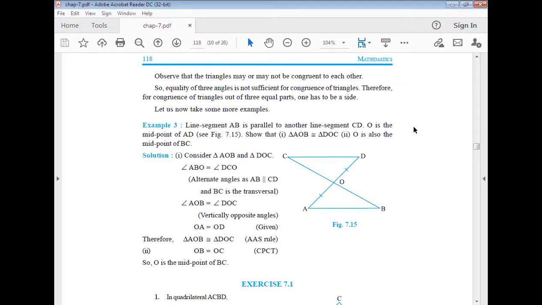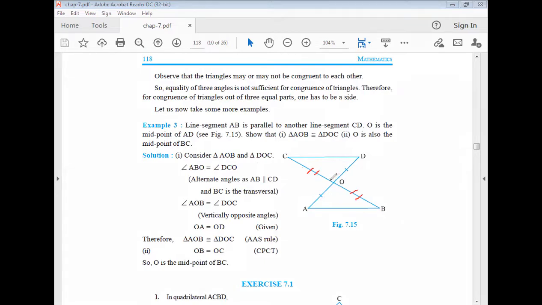Only one example is there. A line segment AB is parallel to another line segment CD. It means AB parallel to CD is given. O is the midpoint of AD. It means AO is equal to OD. It is given. Now show that triangle AOB is congruent to triangle DOC, and O is also the midpoint of BC. It means in the second part we need to prove these equal, and in the first part we need to prove congruence.